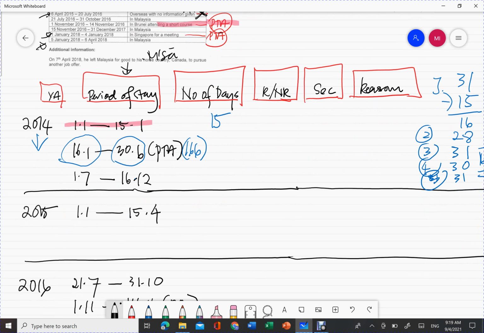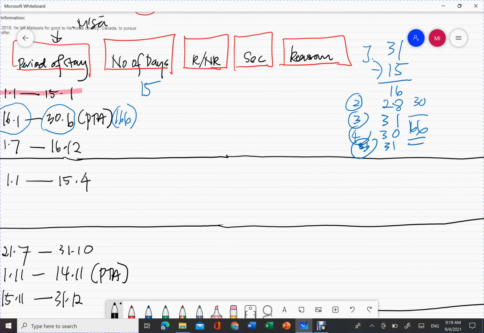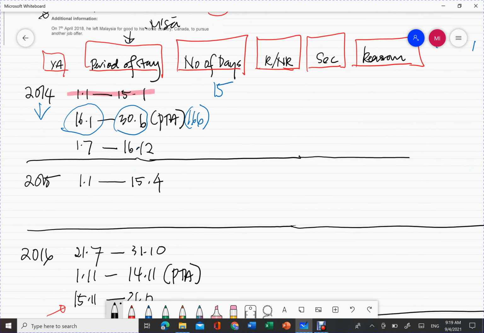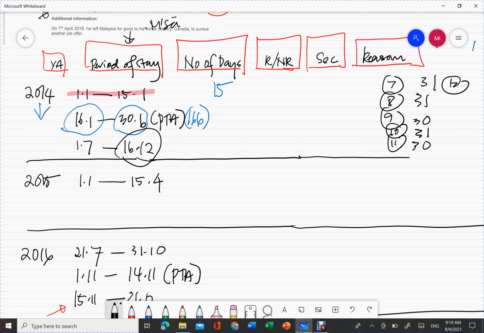So he was in Malaysia pula. Lepas tu kita kira lagi the number of days. We are going to start with the month of July. Julai bulan 7, Julai ada 31 days. August ada 31 days. September ada 30 days. October 31 days. November 30 days. For December he stayed for 16 days.